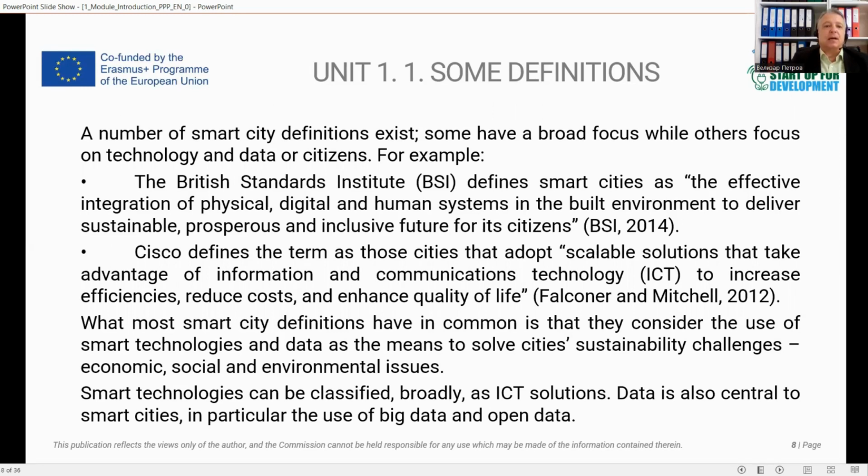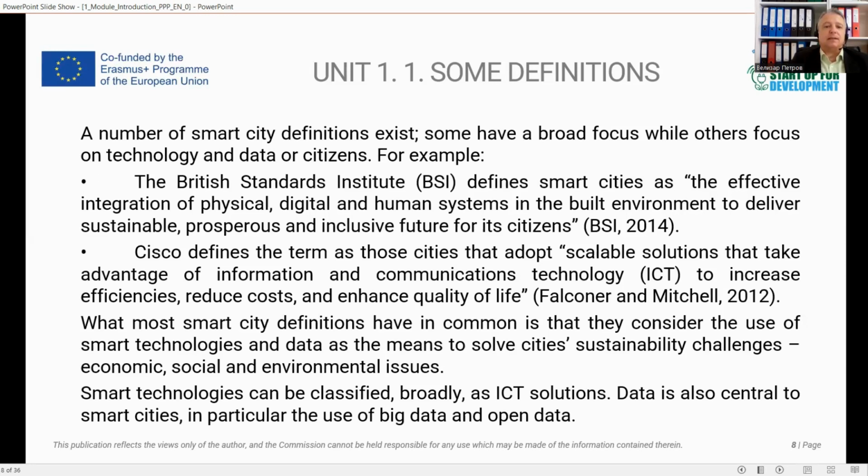For example, the British Standards Institute defines smart cities as the effective integration of physical, digital, and human systems in the built environment to deliver a sustainable, prosperous, and inclusive future for its citizens. Cisco defines the term as those cities that adopt scalable solutions that take advantage of information and communication technologies, meaning ICT, to increase efficiencies, reduce costs, and enhance quality of life.